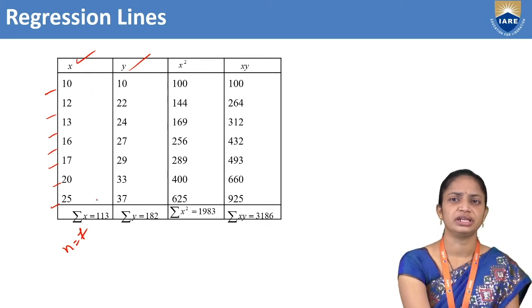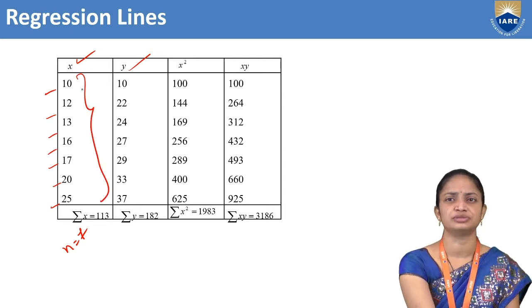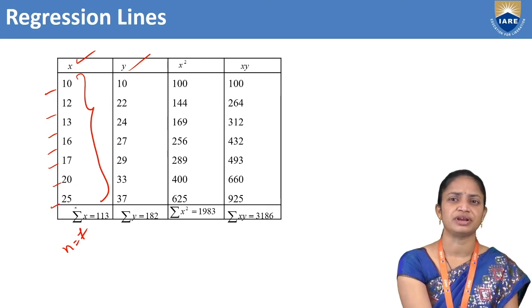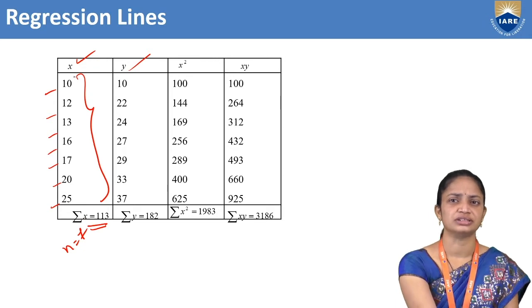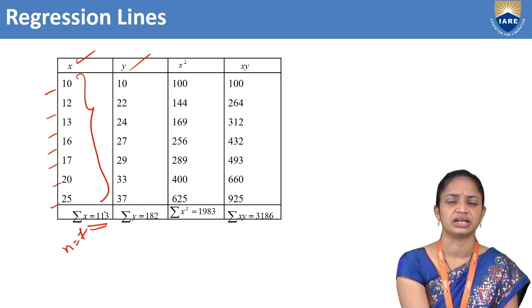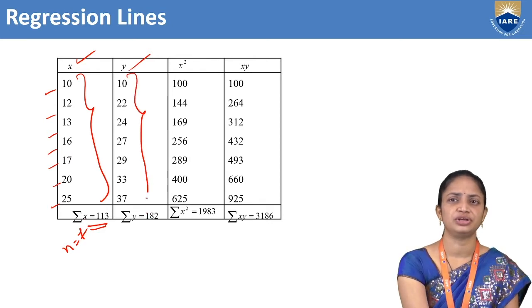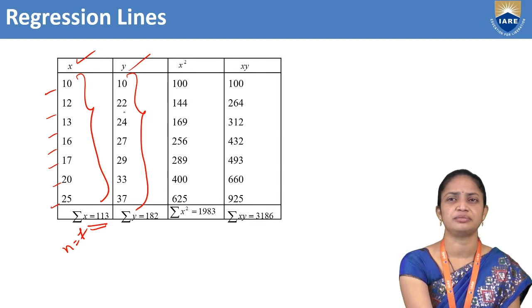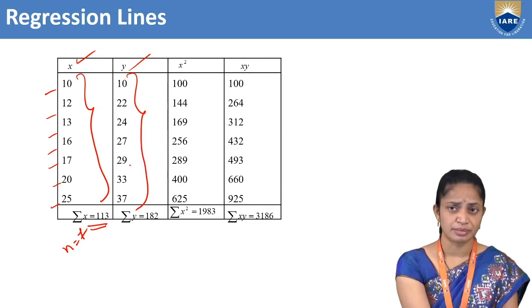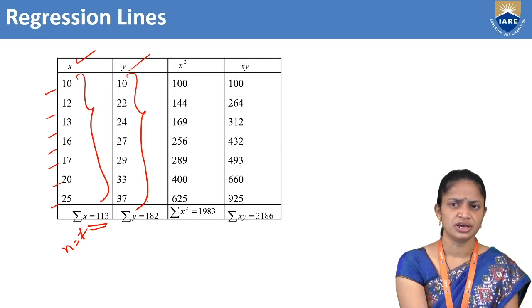After that we need summation x. Sum of all these values means 10 plus 12 plus 13 plus 16 plus 17 plus 20 plus 25. Summation x is 113. Next we need to find summation y, so we add all these values: 10 plus 22 plus 24 plus 26 plus 29 plus 33 plus 37. If you add all these values, we will get 182. That means summation y equal to 182.